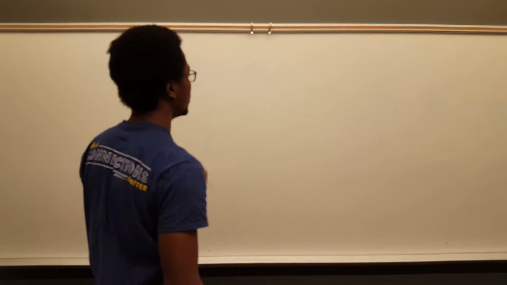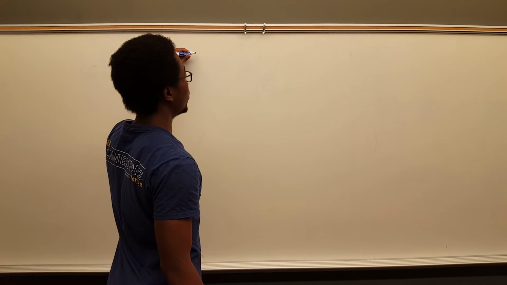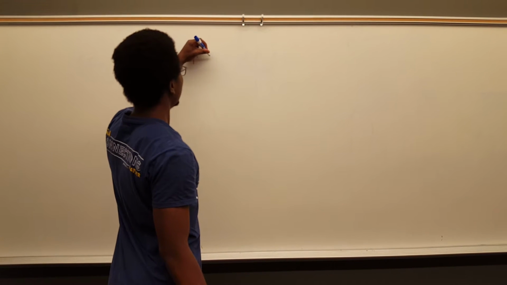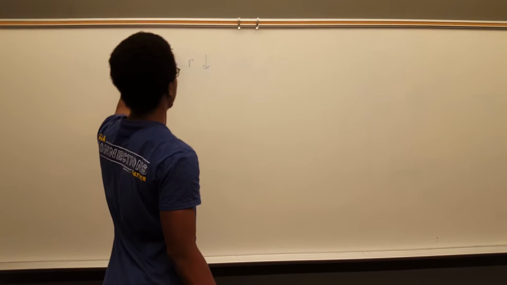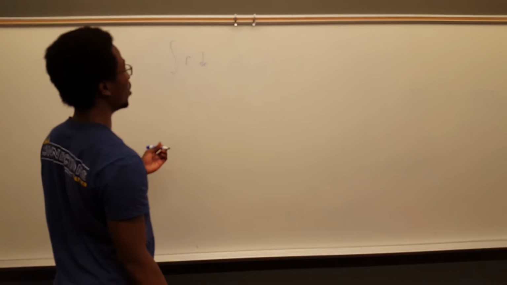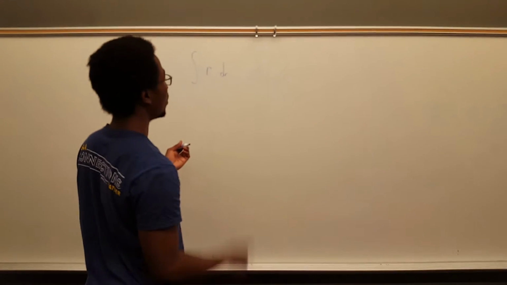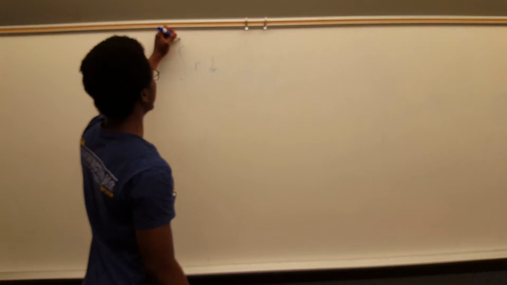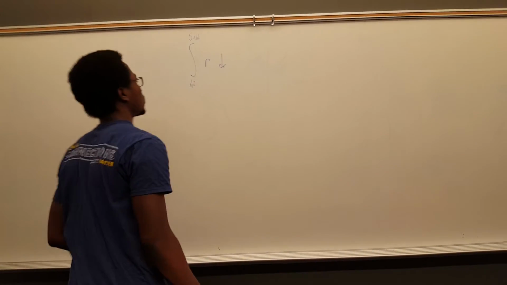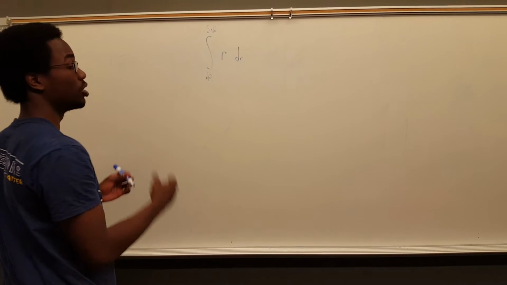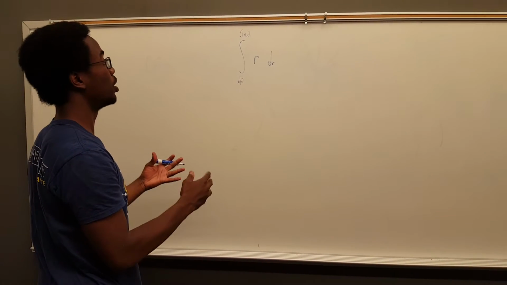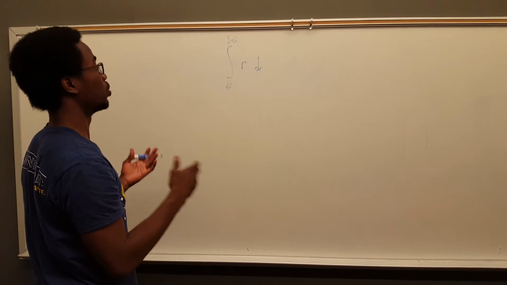The very first integration problem was r by itself dr. We were told to integrate that from the bounds of 5 square root of 2 to the square root of 2. As we solve this integration, I'm also going to show you how to incorporate the boundaries into an integration. And it's really simple.